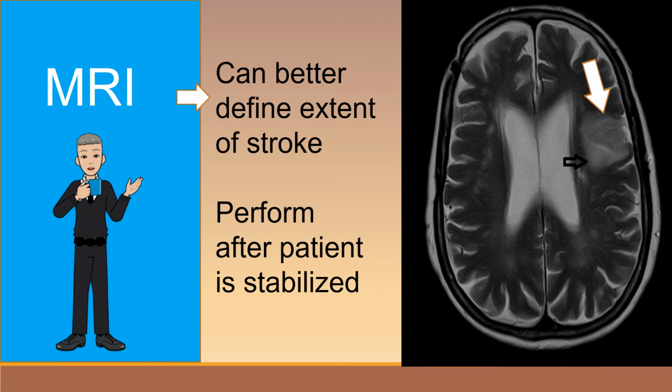MRI scan is usually done later, and it can better define the extent of stroke even in the acute stage. And we usually try to perform the MRI after the patient is more stabilized. On the right-hand side is the MRI scan, and it shows a stroke as where the arrow is pointing to.